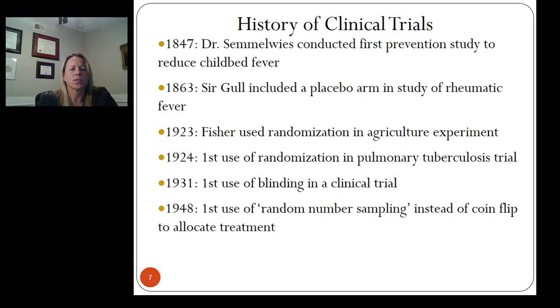Moving forward, we had Dr. Semmelweis's first prevention study performed to evaluate efforts to reduce the incidence of childbed fever. In 1924 was when we had the first clinical trial that utilized randomization, which is a method to randomly assign interventions, and I'll discuss that in a bit. And then in 1931 was the first clinical trial where there was a blinding approach, blinding being a method to ensure that the volunteers or participants of a trial do not know what treatment they are receiving.